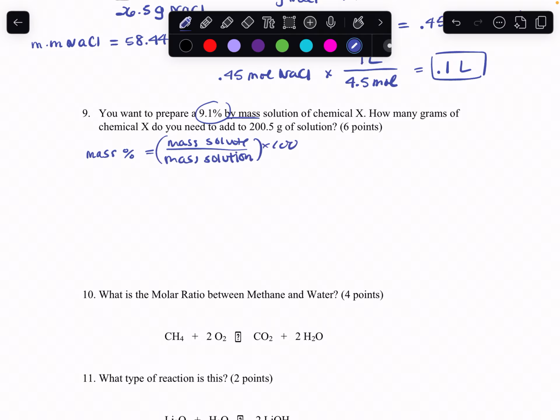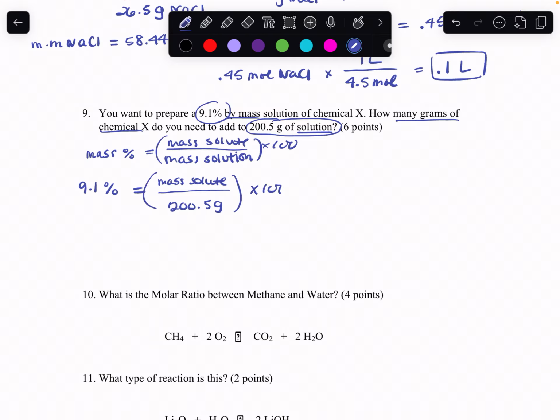Never forget. Okay, so let's start putting things in places. 9.1% equals... How many grams of chemical X do you need to add to 200.5 grams of solution? So it's giving me my solution mass already. So I'm assuming that I'm solving for my mass of solute over 200.5 grams, all times 100. Oh my goodness. This is very similar to the last one, isn't it? We did one just like this, a theoretical yield and percent problem.